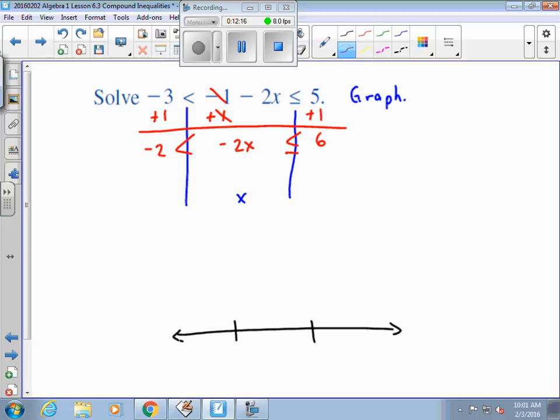Divide by -2 to cancel out -2 times. Do it there, do it here, and here on all three portions. Negative divided by negative is a +1. 6 divided by -2 is a -3.